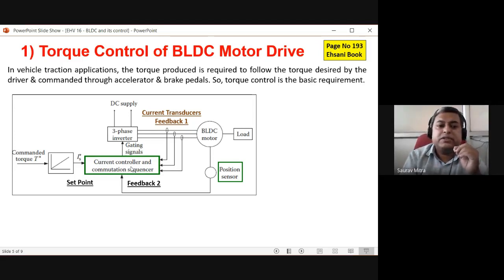And DSP controller is controlling what? DSP controller is giving instruction to the three-phase inverter, because DSP controller is telling the inverter you increase your current supply to the BLDC motor. So there is, I think you have heard of CT and PT, current transformer and potential transformer. So this is actually that CT thing.